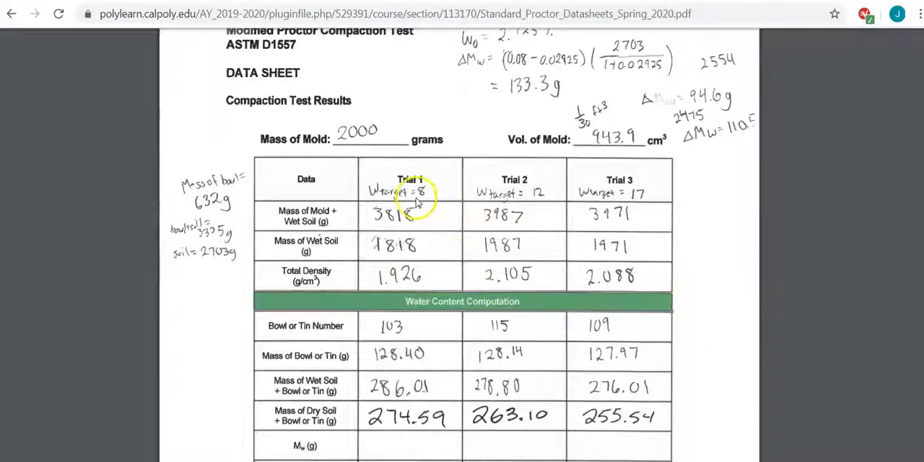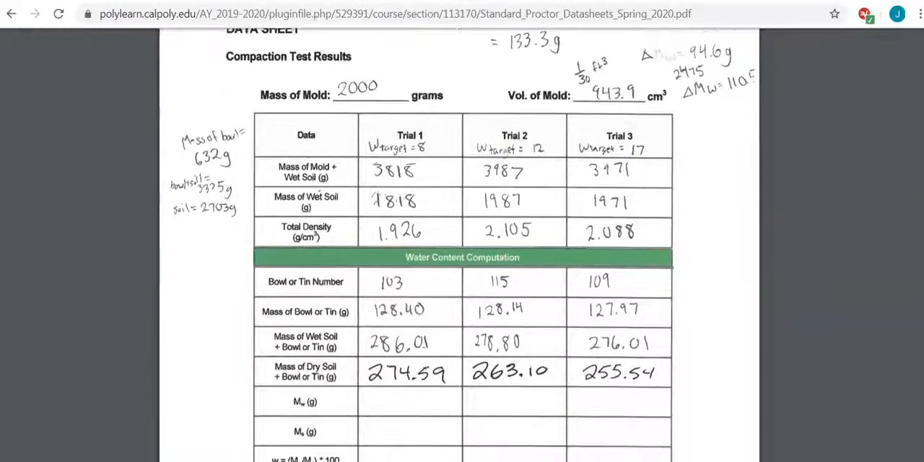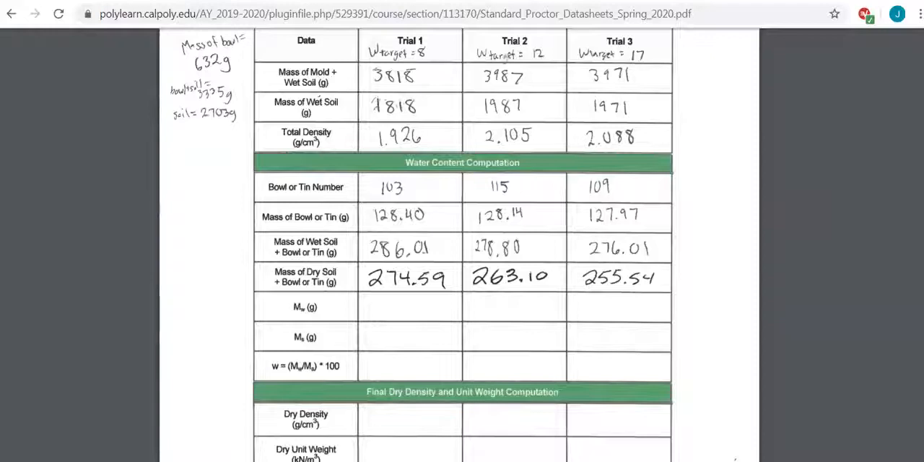And written in here it says W target 8, 12, 17. So what that means is when we did this activity, each group was given 3 different target water contents. So they were trying to get close to 8, trying to get close to 12, trying to get close to 17. But what the actual water content was, we measured it, and that happened in this section down here.